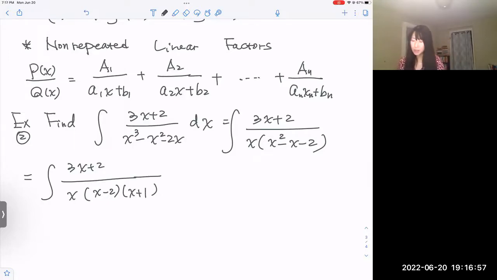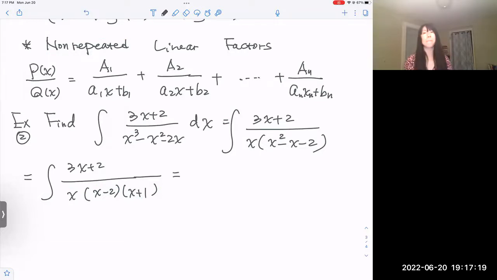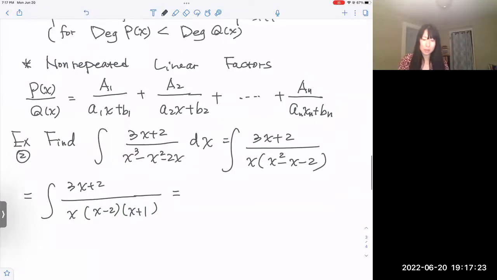So can you see that everything is linear, right? This is a linear, also this is a linear, also this is a linear. And then they said that non-repeated. There is nothing repeated, right? So by itself, linear, each of them, right? So this one we can express, okay?